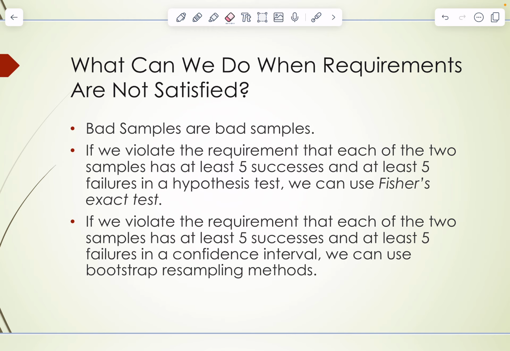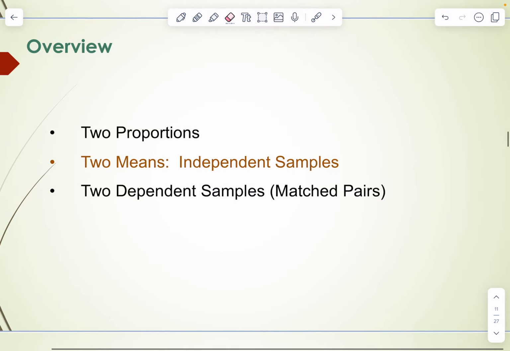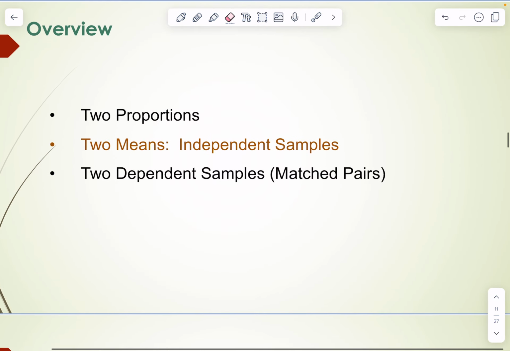If we violate the requirement that each of the two samples has at least 5 successes and at least 5 failures in a confidence interval, we can use bootstrap resampling methods. That's something too that could be used. Okay, but let's go on now.